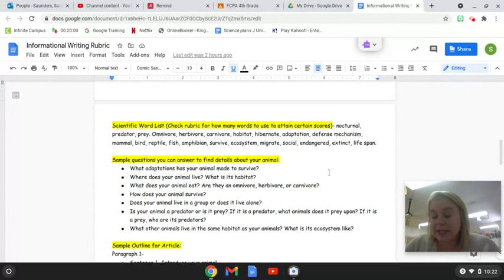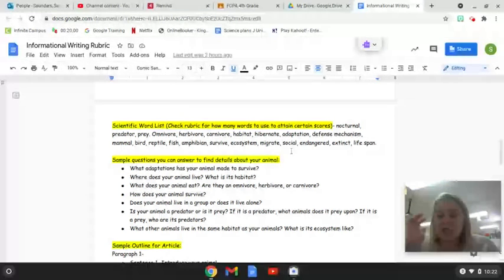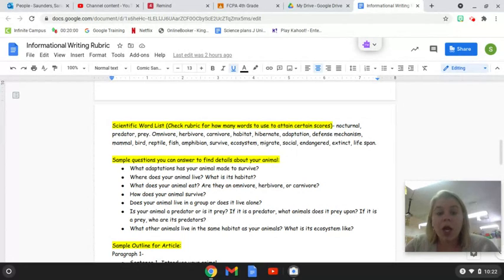The word list that I'm talking about is a scientific word list, since we have been studying animals. The words on the word list are nocturnal, predator, prey, omnivore, herbivore, carnivore, habitat, hibernate, adaptation, defense mechanism, mammal, bird, reptile, fish, amphibian, survive, ecosystem, migrate, social, endangered, extinct, and lifespan. So let's talk about these words for a minute.